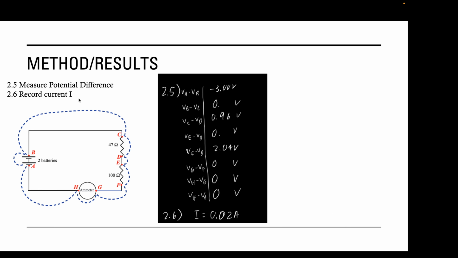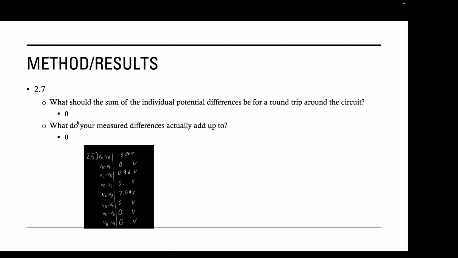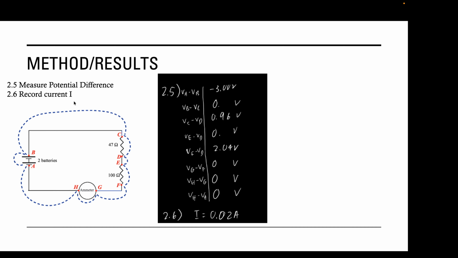For 2.5, we're measuring potential differences, which is V minus V, for B, C, D, E, F, G, and H. No, I actually did make an error here. This is not VF minus VD. This is actually supposed to be VF minus VE, which is 2.04, and VC minus VD, which is 0.96. Just note this is VE, not VD. And going back here, record current I, which is 0.02 amps.